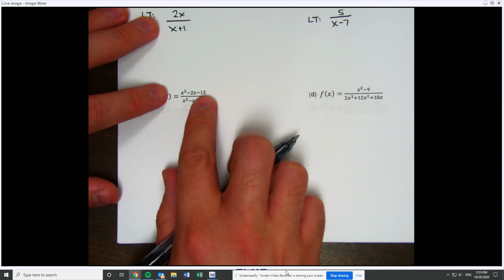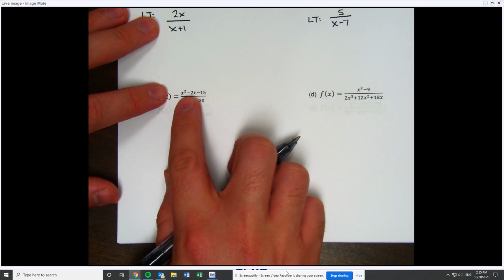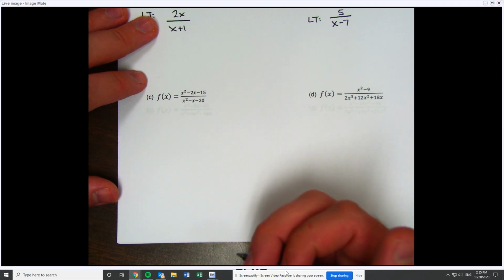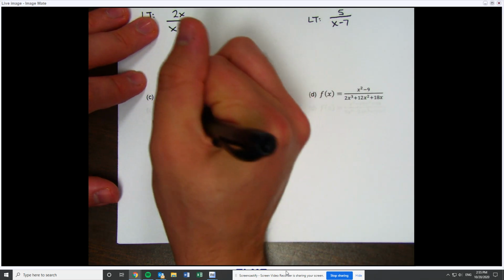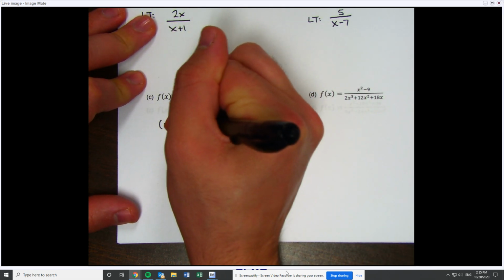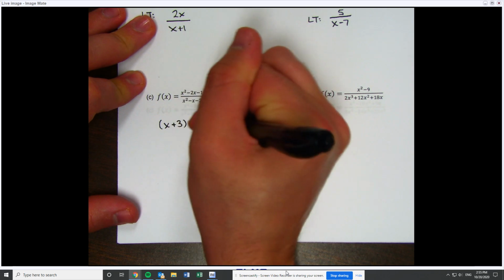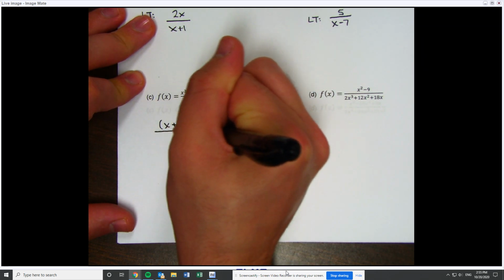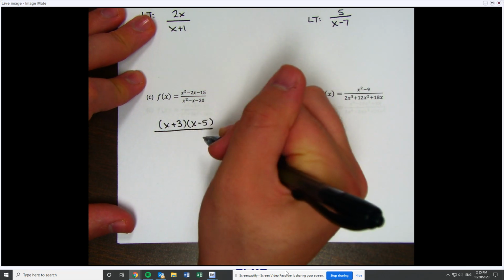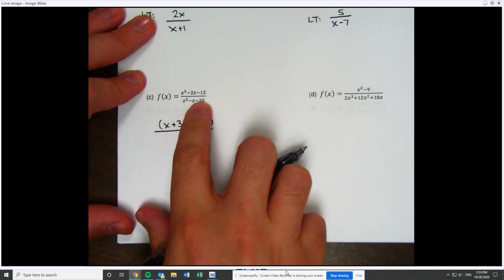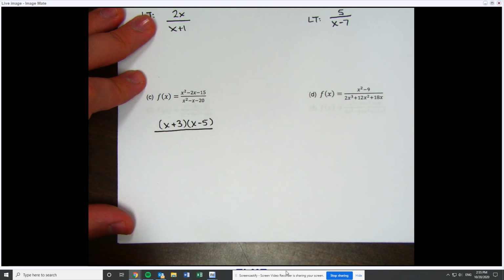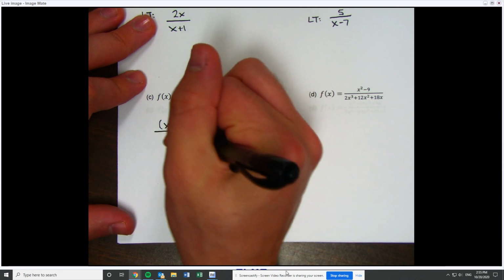A times C is negative 15. My B is negative 2. So I see the numbers that I need are positive 3 and negative 5. So I have x plus 3, x minus 5. Down here, this is going to be A times C is negative 20. My B is negative 1. The numbers I need are positive 4 and negative 5.